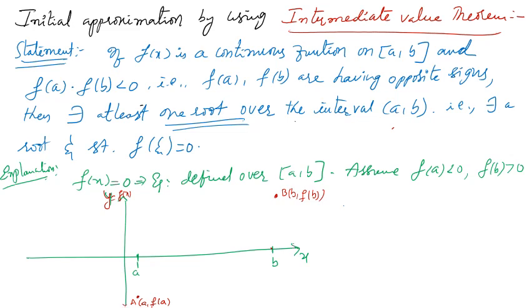Then what is the curve? The curve is a continuous function. Continuous function means if I join A and B, there is no cutting point. It is continuous everywhere, and this curve intersects the x-axis at this point. That is called xi. So when f of a is negative and f of b is positive, when both have opposite signs and the curve is continuous, definitely the curve intersects the x-axis at a point. That point is called the root. This is called the intermediate value theorem. Sometimes it is also named the intermediate mean value theorem.